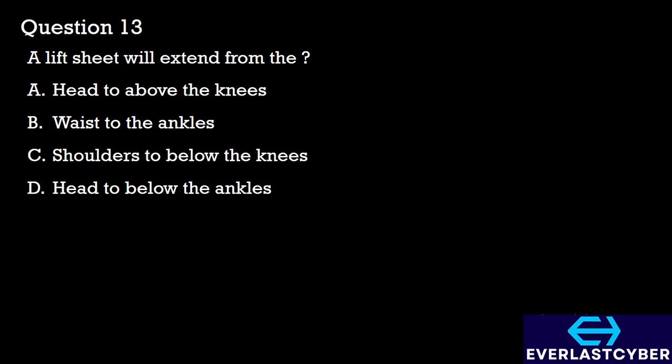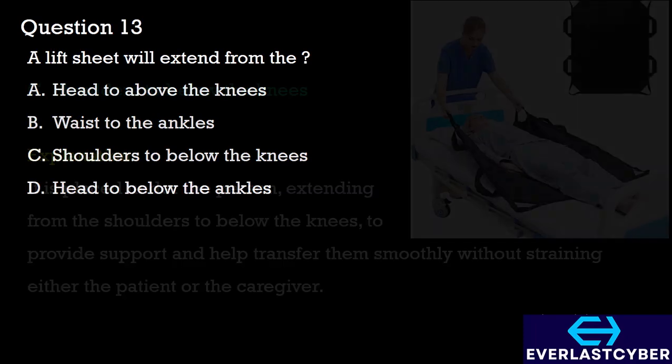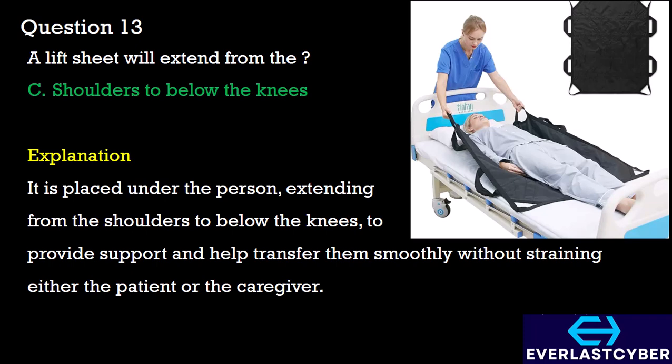A lift sheet is used to assist with moving or repositioning a patient in bed. It is placed under the person, extending from the shoulders to below the knees, and it is used to provide support and help transfer them smoothly without straining either the patient or the caregiver. So our answer here is option C. The lift sheet extends from the shoulder to below the knees.